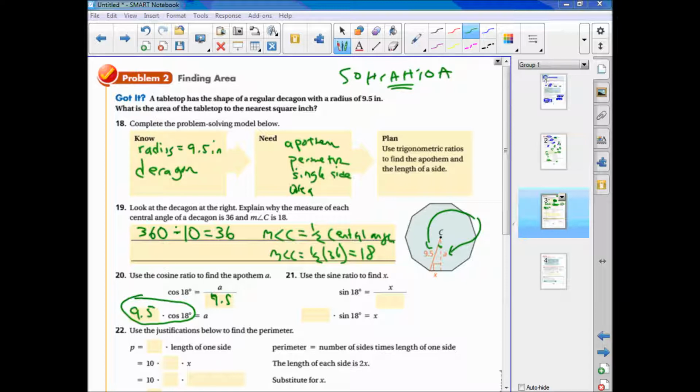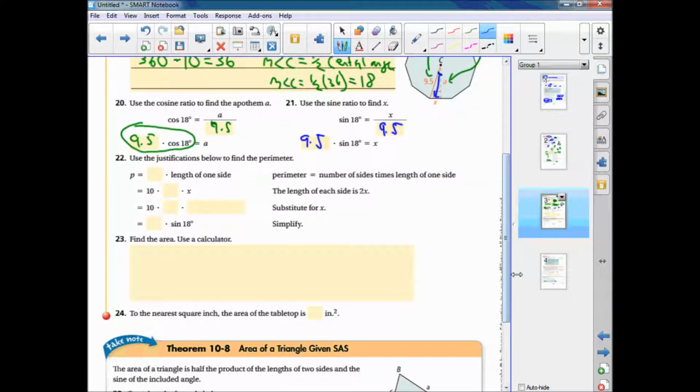Now use the sine ratio to find x. So the sine ratio, why are we using sine? Well, here's C. One more time. Let's do this in blue this time. Okay. And across from C is what we're looking for. That's half of one of our sides. That's x. So that's opposite. And then we still know the hypotenuse of 9.5. So that goes with sine. So the sine is going to be x over 9.5. And then we'll multiply 9.5 to both sides to get x by itself. All right. Now, use the justifications below to find the perimeter.